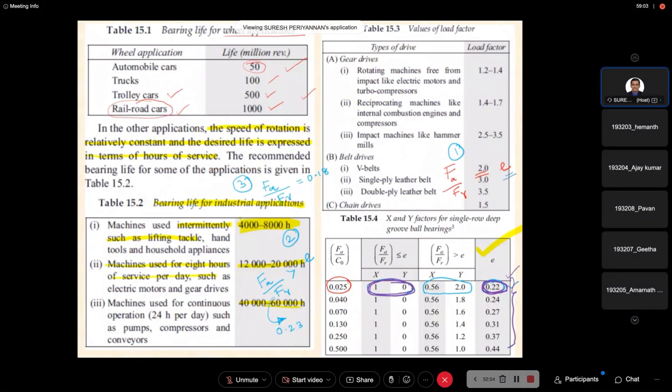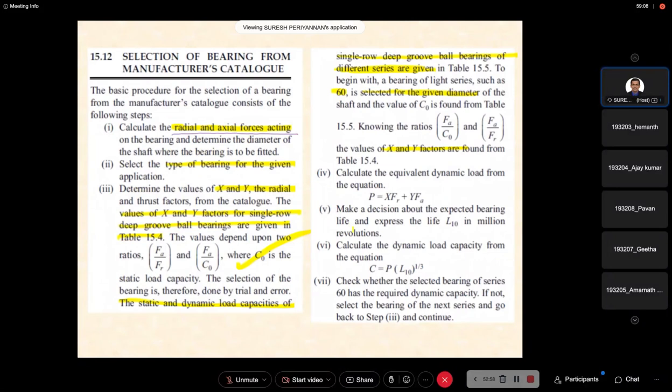We know that the life of the bearing we are also able to find out from the earlier table, based on the application of the bearing. Now this is L, in millions of revolutions, that we discussed. Once we have found these two, we can easily find our dynamic load carrying capacity. Then later we have to define the bearing series.